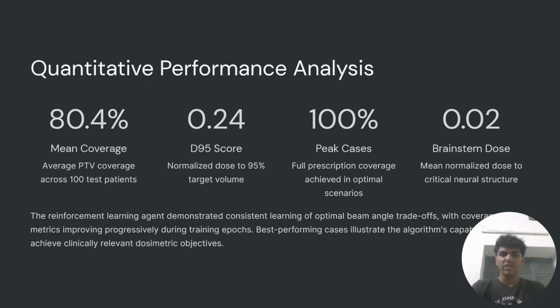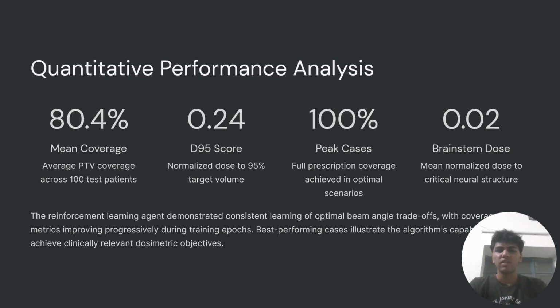Now this is a more detailed breakdown of our results across the whole testing dataset, which consisted of 100 unseen patients. On average, the model achieved a D95 of 0.2365 and coverage of 80.4%, closely matching the earlier reported summary. This indicates that the agent consistently delivered therapeutic doses to most of the PTV. When we look at the critical organs, the spinal cord received effectively zero dose, while the brainstem averaged just 0.02, both comfortably within clinical tolerance.